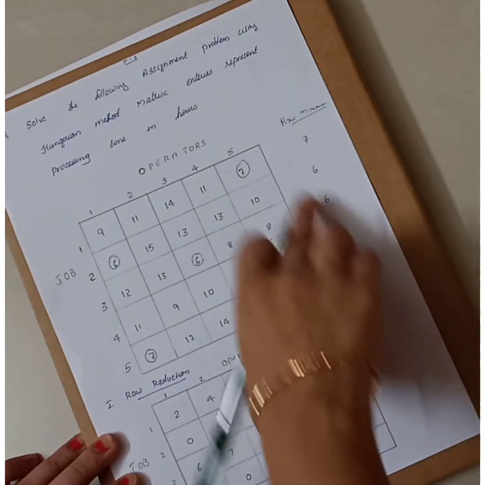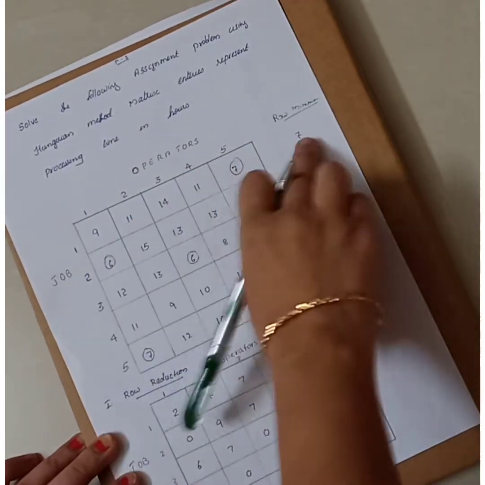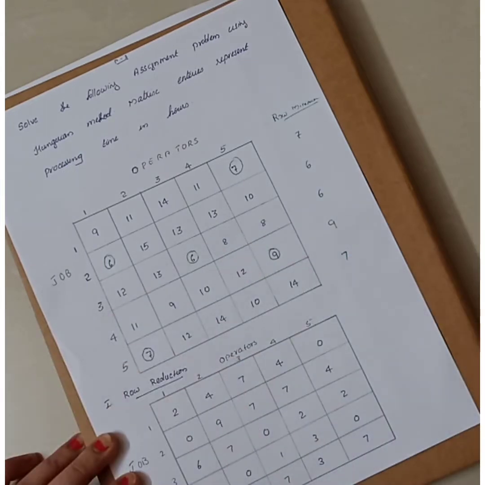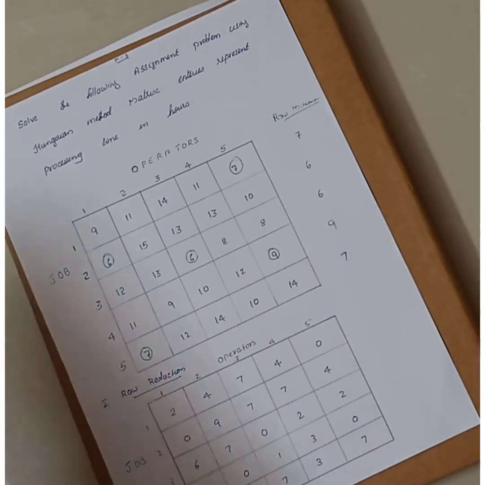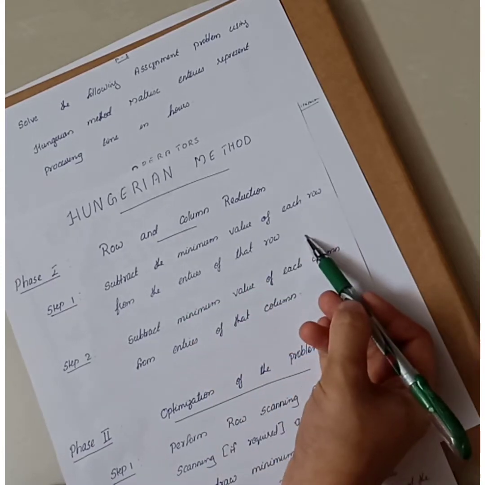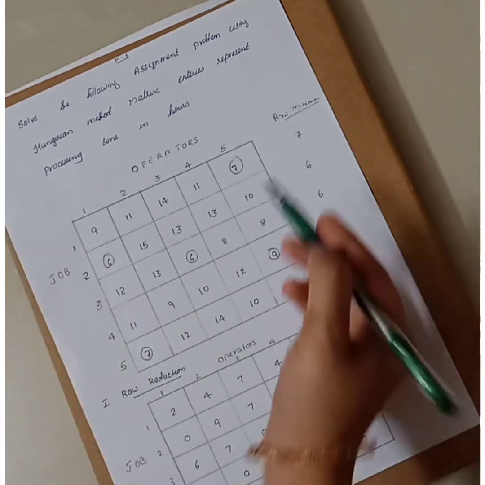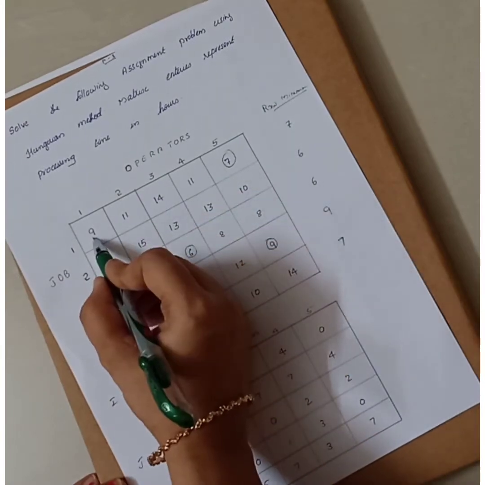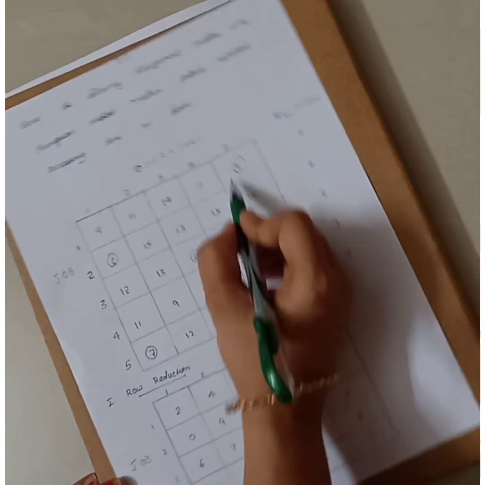So you have to write the row minimum corresponding to each row. Fine. Now what is told in that step? The step says to subtract the minimum value of each row from the entries of that particular row. Okay. So 7 has to be subtracted from each and every value given in the first row.